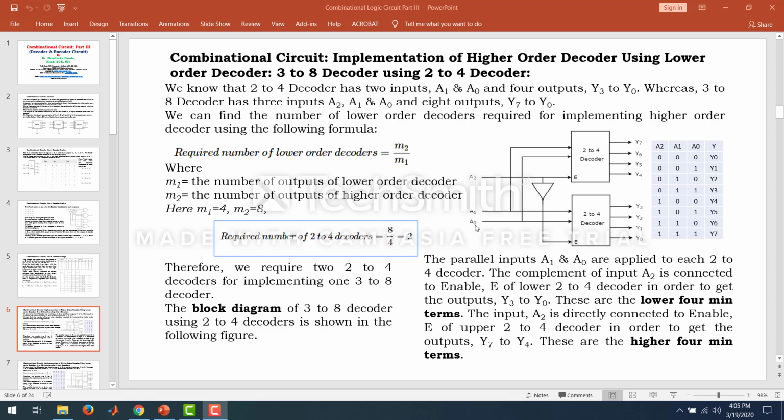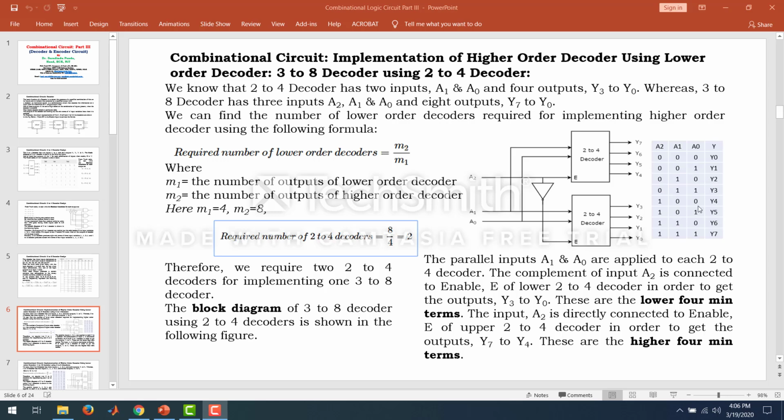Now depending upon the combination of A0 and A1, if A2 is 0, the lower decoder will be activated. Then for A1 A0 equal to 0 0 we get Y0, 0 1 gives Y1, 1 0 gives Y2 and 1 1 gives Y3. Now for A2 equal to 1, the upper decoder will be turned on and the lower decoder will be turned off. Then depending upon the combination of A0 and A1, at 0 0 we get Y4, 0 1 gives Y5, 1 0 gives Y6 and 1 1 gives Y7.